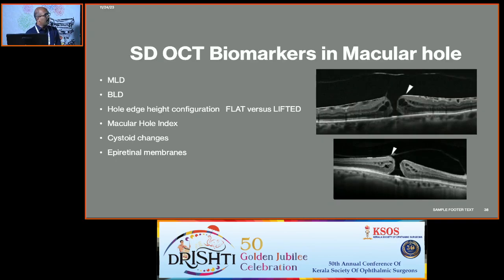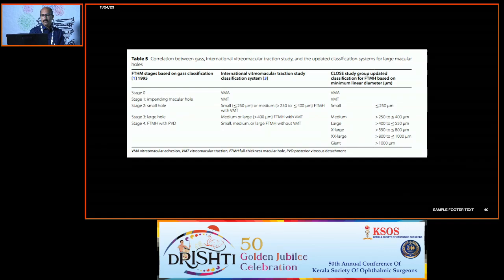A lot of OCT biomarkers like the minimum linear distance, the basal linear distance, and also the hole edge height configuration, a lot of indexes on OCT give us an idea about which hole will close, which hole will have improvement in vision. So there are 3 classifications available for vitreomacular interface abnormalities.